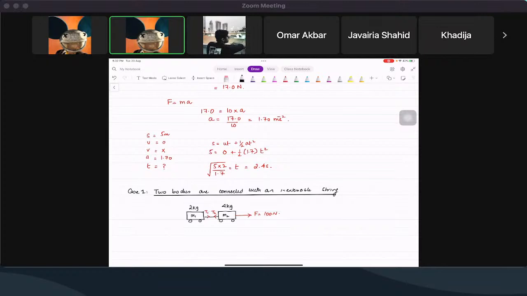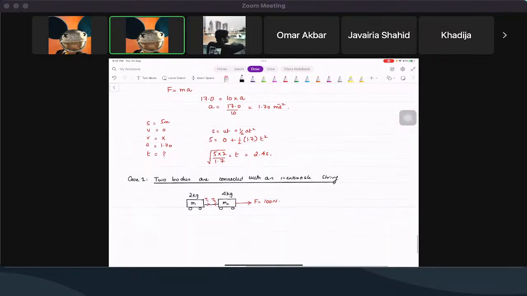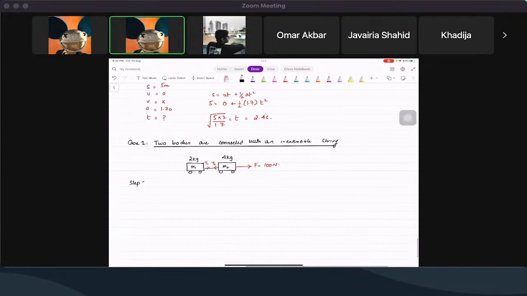Now in a case where you see that they have a force like this and they're connected, you should remember that step 1 would always be to find the acceleration of the whole system. Now, how do we do this?